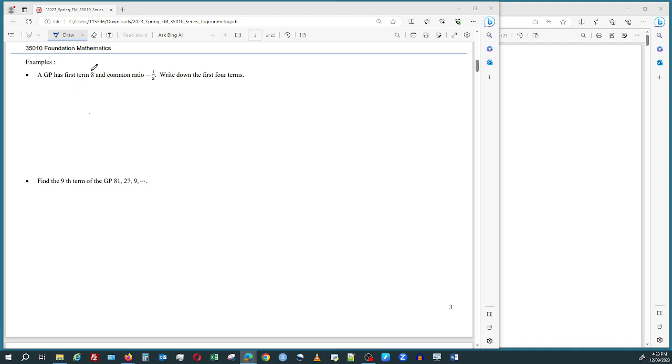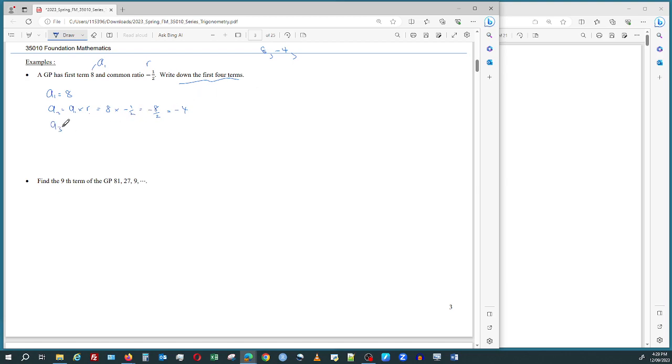So the first term is 8, so that's A1 in our list. The common ratio R, and it wants the first 4 terms. Okay, so A1 is 8, so that was given in the question. This is quite common. A2 is A1 times R. Okay, so we'll do 8 times minus a half, which is minus 8 on 2, which is minus 4. So there's our second one. So we've got 8, minus 4 so far.